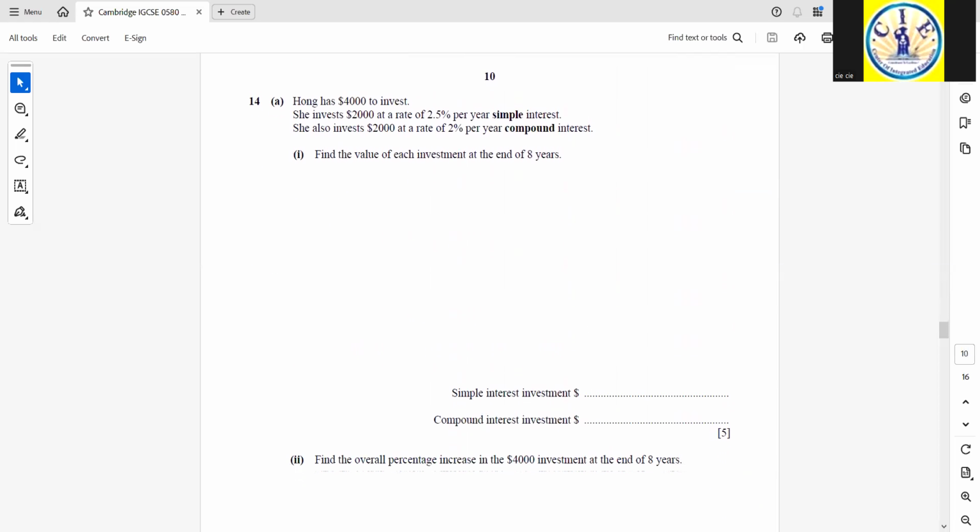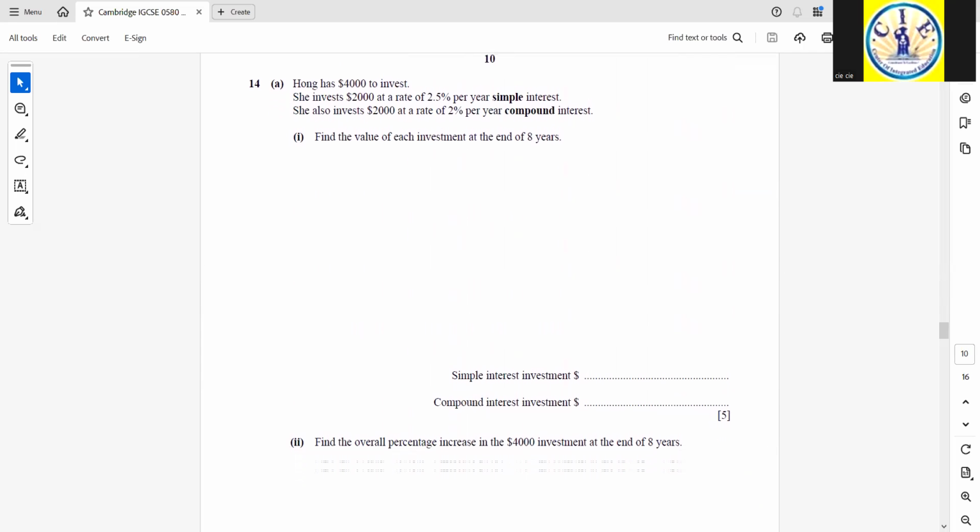Okay. Now it is question number 14. Hong has $4,000 to invest. She invests $2,000 at a rate of 2.5% per year, simple interest. She also invests $2,000 at a rate of 2% per year, compound interest. Find the value of each investment at the end of 8 years.